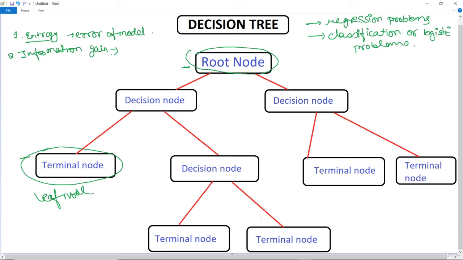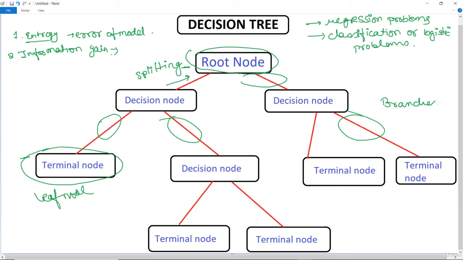Terminal means the end. Splitting is dividing the root nodes into subnodes. That means here splitting has happened, where you can see that root nodes are further divided. Branches are formed by splitting the root nodes into nodes and further nodes into the subnodes. So these can be said to be the branches. Like we have the branches of the tree, similarly these can be said as the branches of the decision tree.